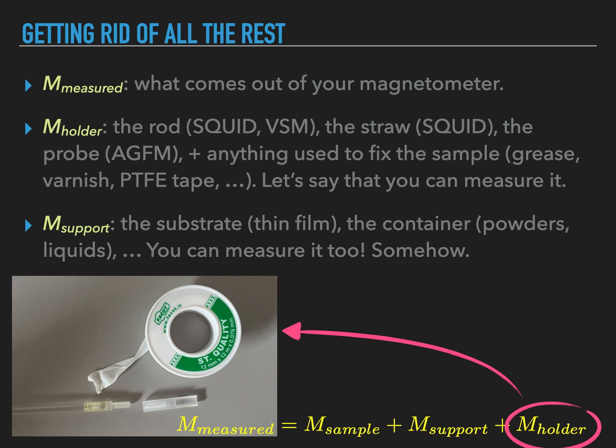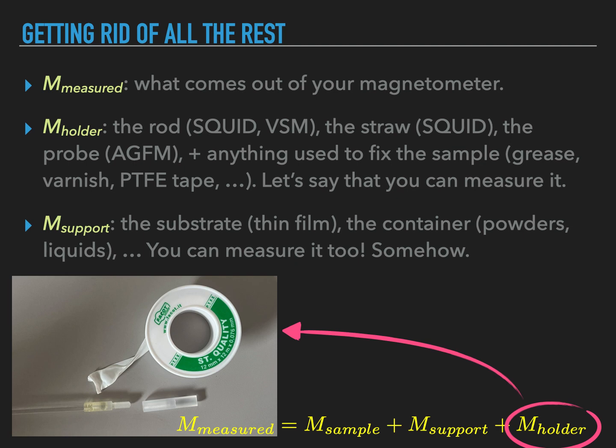So what are the 3 contributions that add up to form the measured magnetic moment? Well, of course, there's the magnetic moment of the sample, that is the final result that we want to obtain. Then there's the magnetic moment of the support. The support is, for example, a substrate in the case of a thin film, or the container used to put the powders or liquids in case of samples of that kind, or anything else that comes with a sample that is used to support it. It has a magnetic moment, and so it must be measured independently in order to estimate its value.